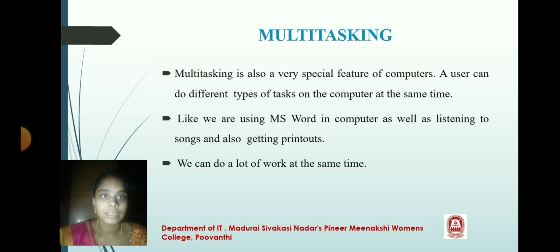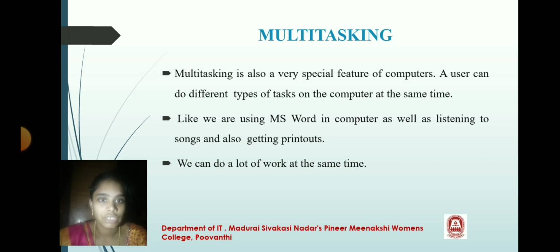Multitasking is also a very special feature of a computer. A computer can do different types of tasks at the same time. For example, it can play music, and we can work with MS Word, Notepad, or Paint, or any other application software at the same time.